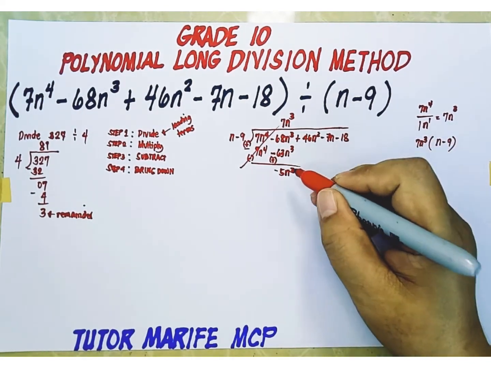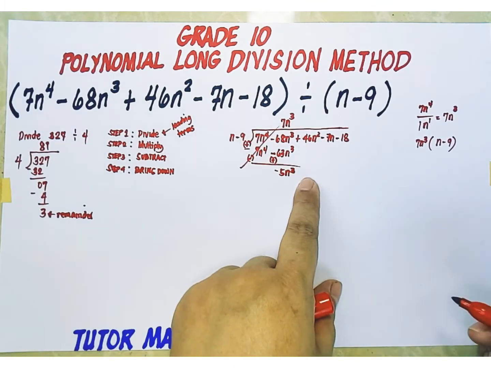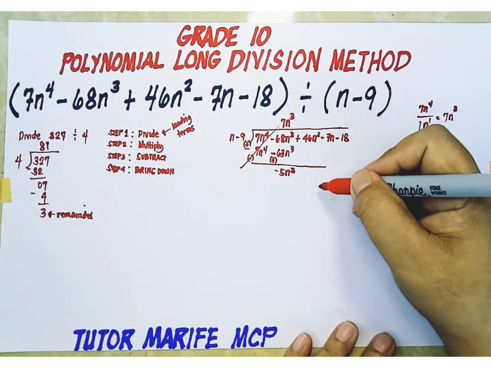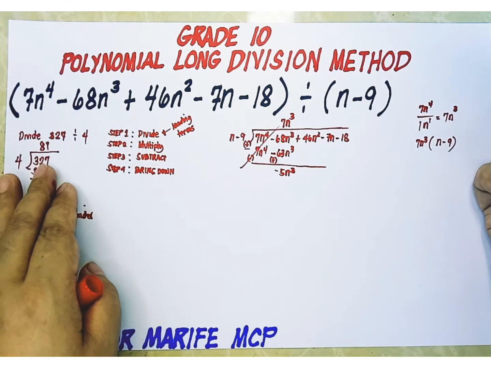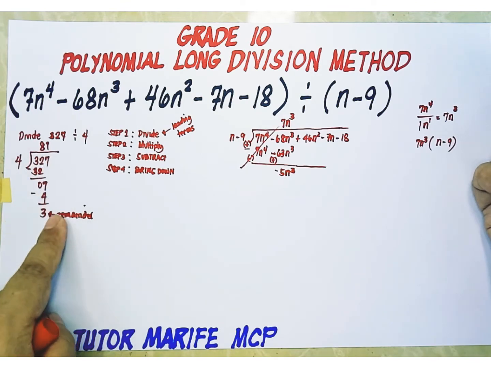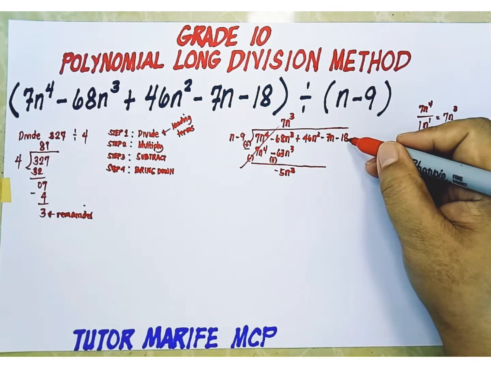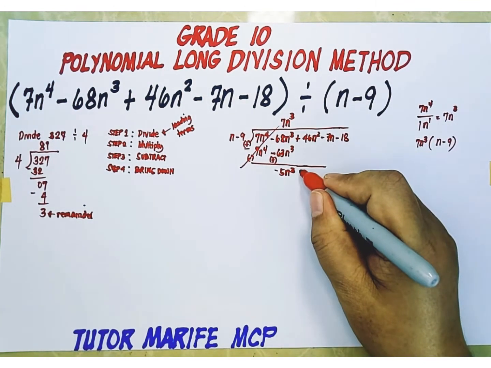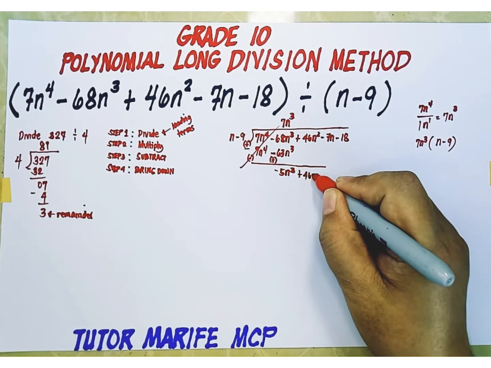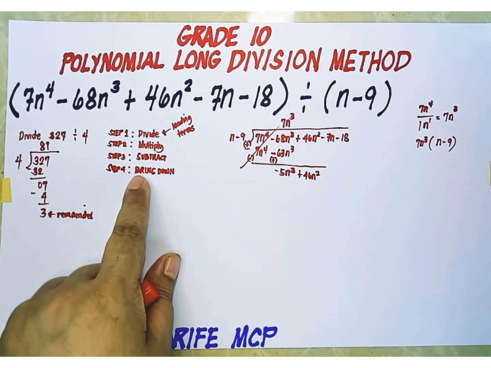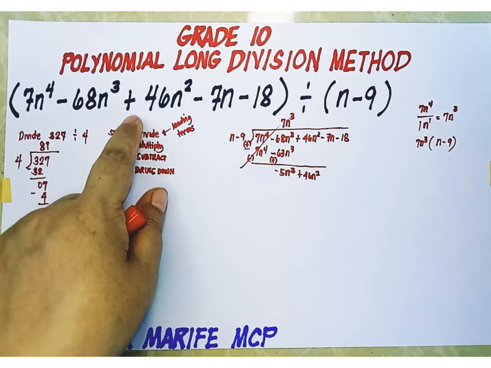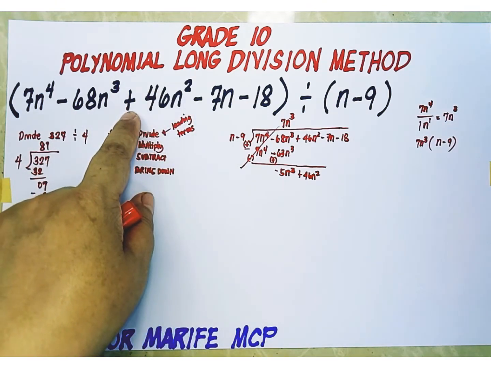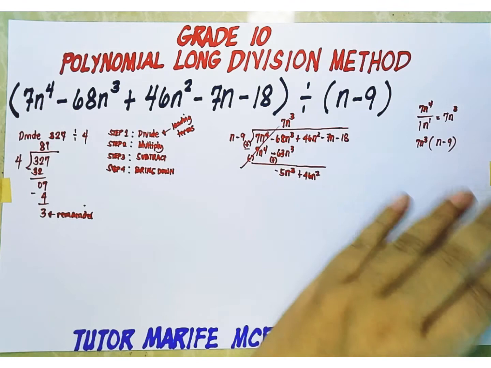Okay, so what's the next step? We bring down the next term. Pag nagbe-bring down ka, isa-isa lang. Hindi mo pwedeng pagsabay-sabayin. So parang sa numerical long division, isa-isa lang. So inuunti-unti mo hanggang sa makarating ka sa last term ng polynomial mo. So we bring down the next term, 46n squared. Repeat the cycle. Divide, multiply, subtract, bring down. Ulit-ulit lang yung cycle until maubos yung terms ng polynomial.